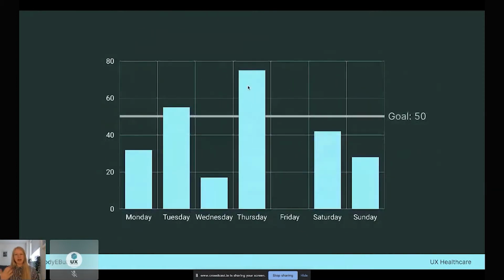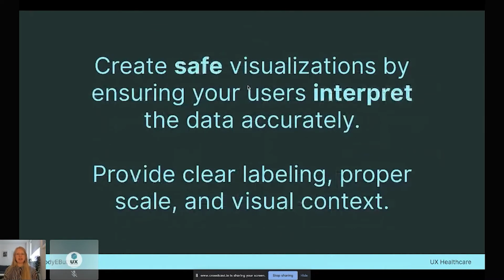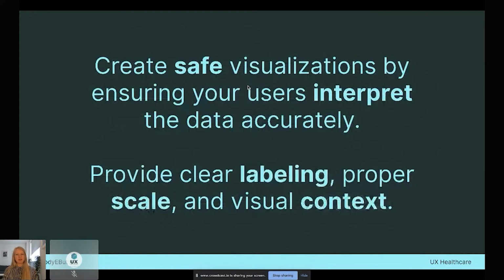Now, for something that has a single discrete value that is the expectation to meet, we can also use something like a goal line or a reference line to make that a lot quicker to understand for the user. So we can create safe visualizations by ensuring your users interpret data correctly. And we can do this by providing clear labeling, proper scale, and visual context.